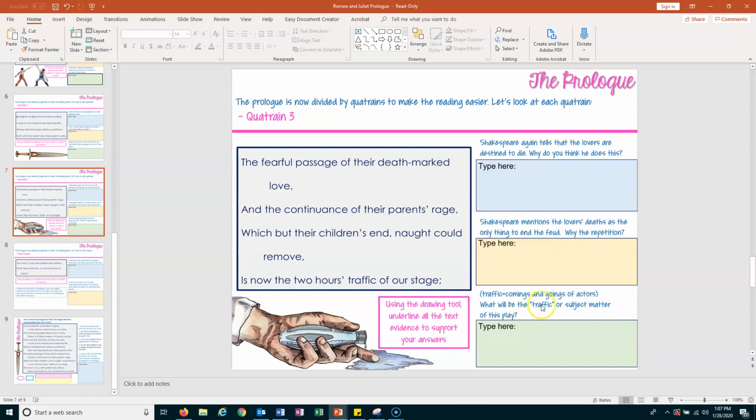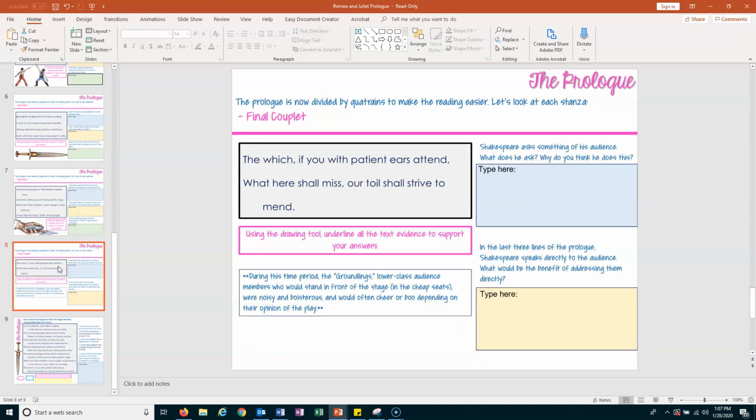And then traffic, comings and goings of actors. What will be the traffic or subject matter of the play, right? If you look here, it's going to talk about that. So you have to kind of read into that a little bit, okay? Then the last would be the final couplet. That's those two little lines at the end.